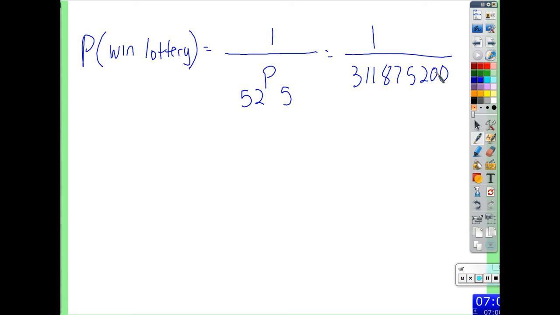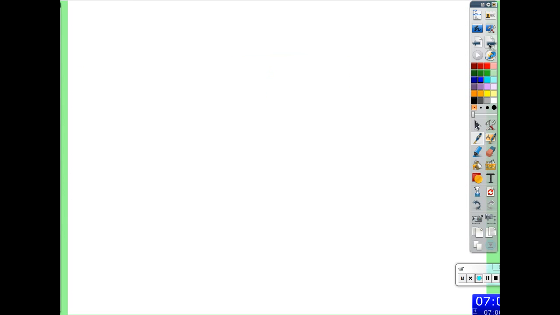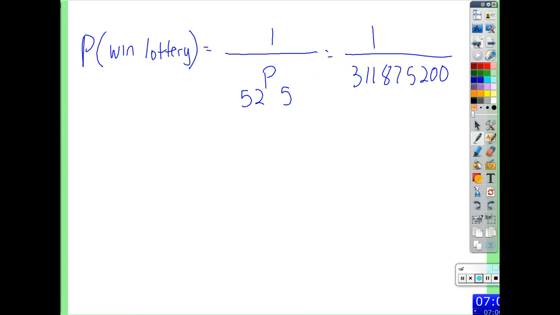Another thing. This is an interesting question. I want you to think about this question, and if you have an answer, I want you to have a reason why you have this answer. That's the probability that you'll win the lottery, if that's how the lottery works: 52 numbers, you choose 5 in the right order. That's how it works. That's the probability.